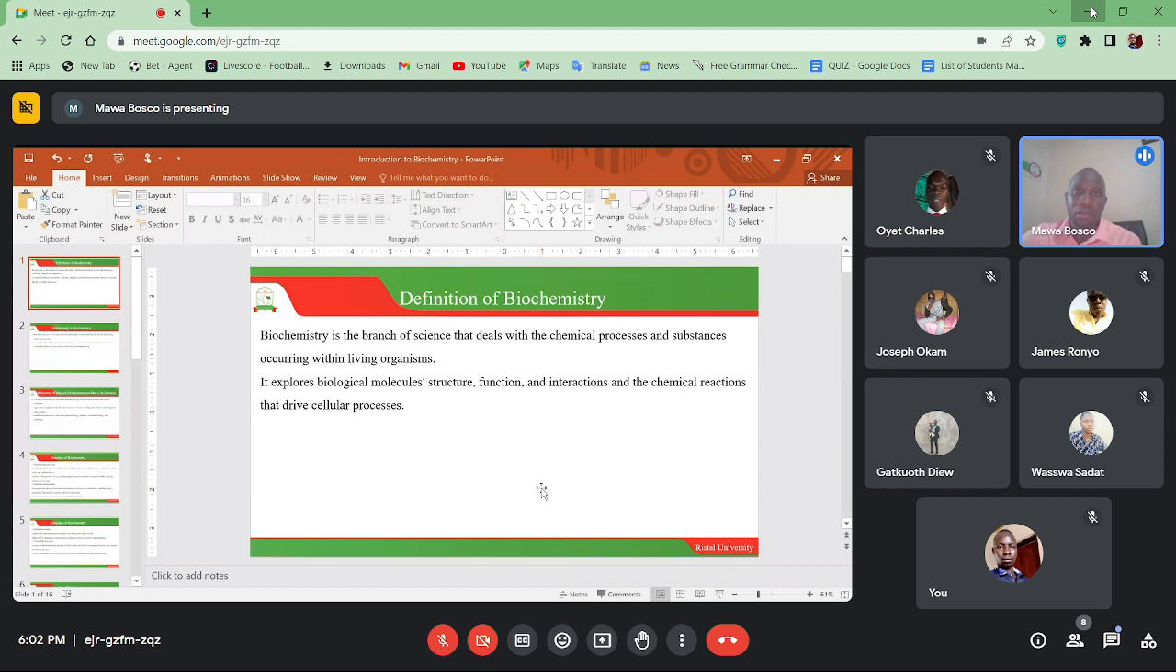When we are looking at biochemistry, we look at the structure of the macromolecules. Macromolecules include the proteins, the carbohydrates, and the nucleic acids. These are what I can call larger molecules. The macromolecules are larger molecules. We shall look at the structures of each of those.